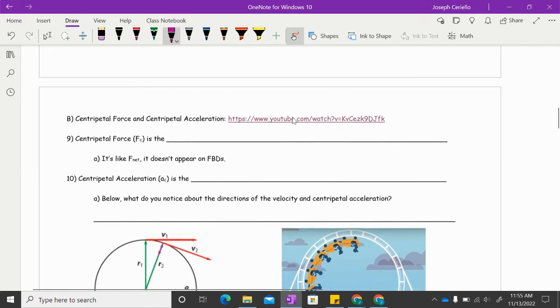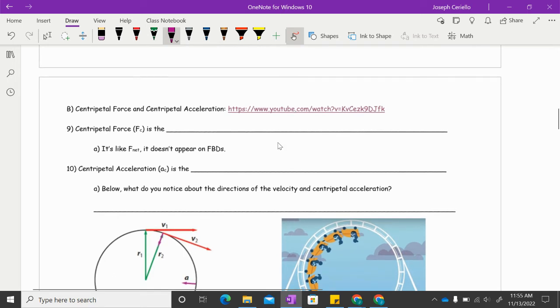So watch this video. Again, click the link in the PDF version. It does an excellent job of basically explaining what centripetal force is and centripetal acceleration. Not centrifugal, centripetal with a P. So centripetal force is effectively the sum of the forces directed radially, in or out of the circle. We'll see what that means in a little bit.